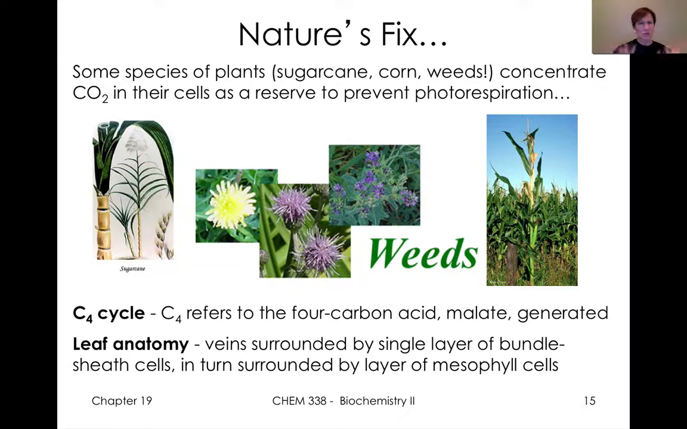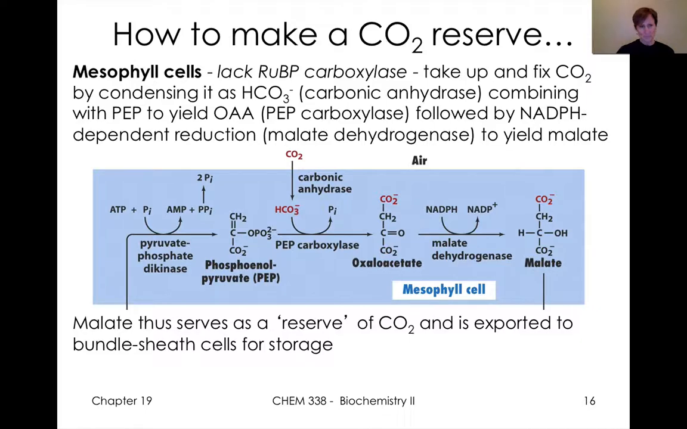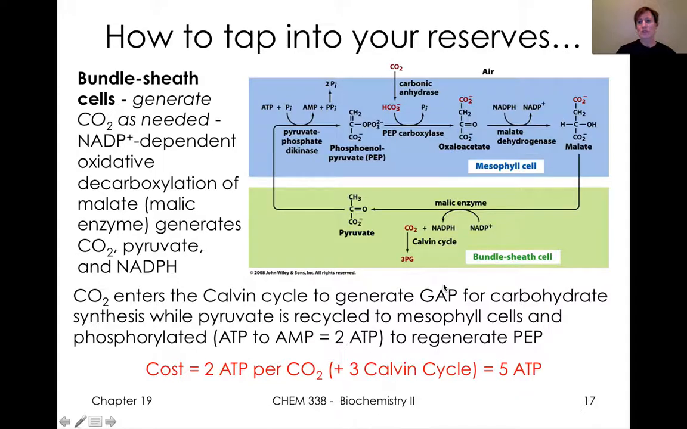So C3 plants are what we've always been talking about. The Calvin cycle produces 3 carbon carbohydrates. C4 cycles refer to the ability of plants to fix and store CO2 as a 4-carbon carboxylic acid, as malate. We've seen malate before. So what you do is you take in and store CO2 when it's readily available, and then you liberate it from malate as you need it to do chemistry. What's necessary for this is a certain kind of leaf anatomy that allows you to have different kinds of cells. We're going to see that you'll have these mesophyll cells, and these bundle sheath cells.